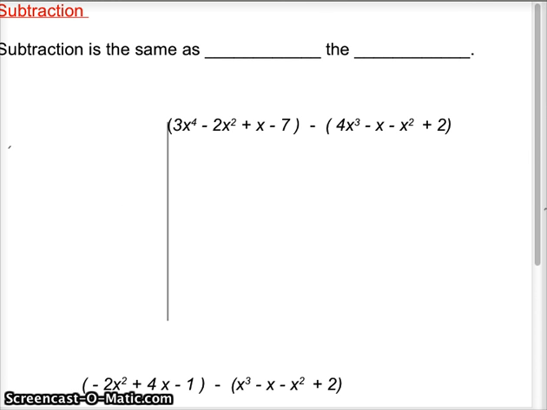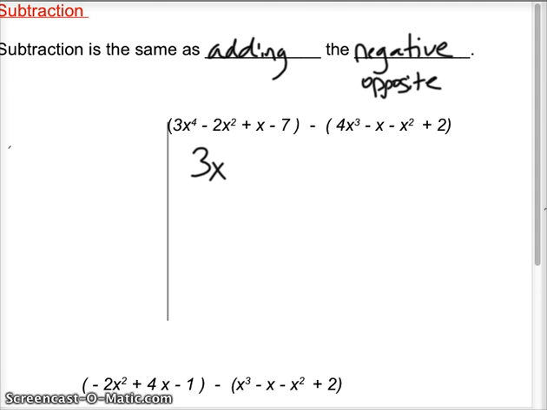When we're looking at subtracting polynomials, subtraction is the same as adding the negative or opposite. All right, so the way that I want to think of this is adding the opposite. So I'm going to rewrite this whole thing. So I'm going to have 3x to the 4, leave a spot for the x cubed, minus 2x squared plus x minus 7.